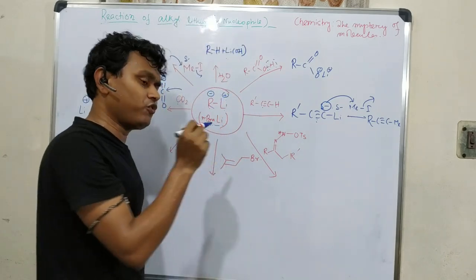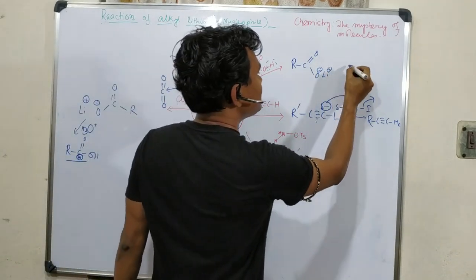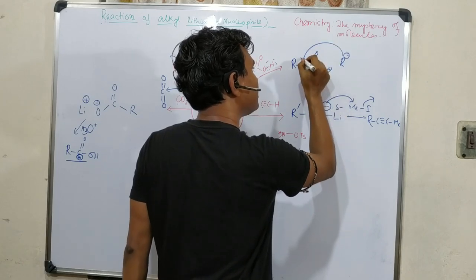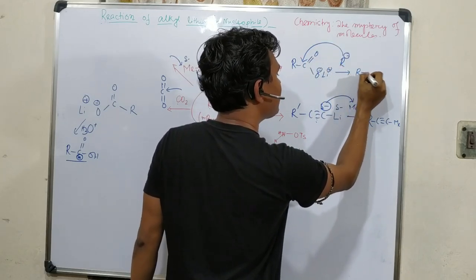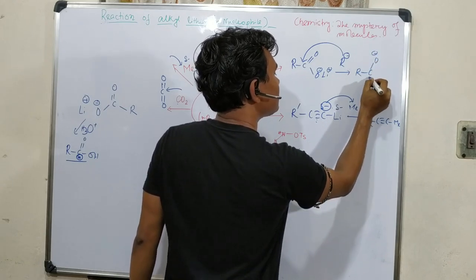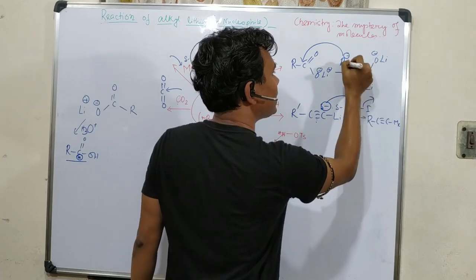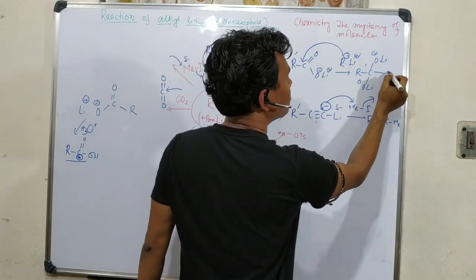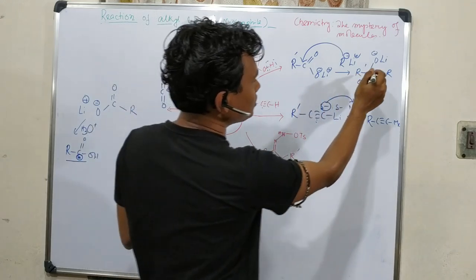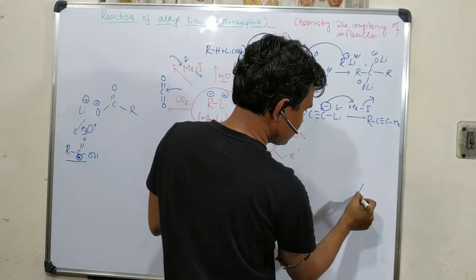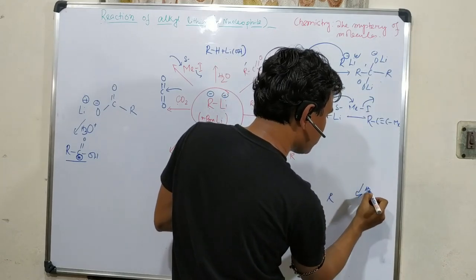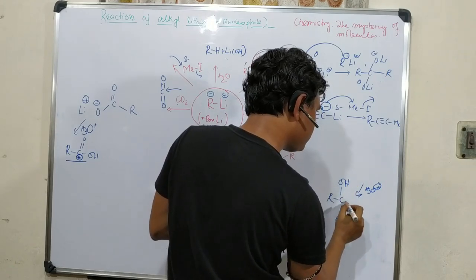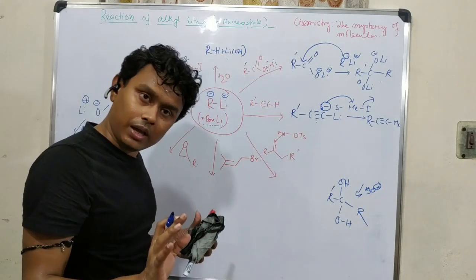Because this alkyl lithium is a very strong nucleophile. This R minus will attack again at this center and produce R C O minus Li, here also Li, and here, if we take this R prime, it will be R prime R. Upon hydrolysis, meaning H3O plus, it will produce R C OH OH, R prime R OH. This is a dihydroxy compound.